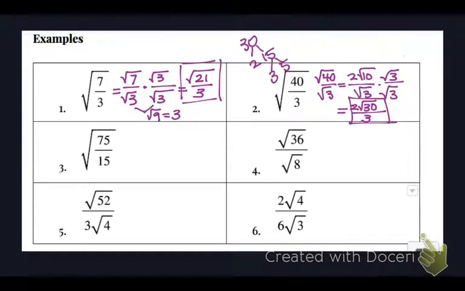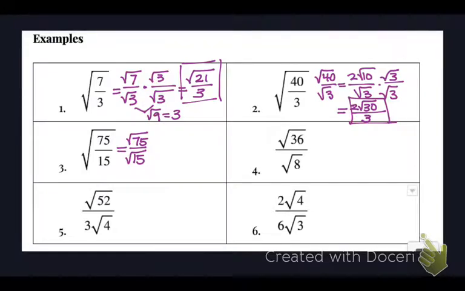For number 3, we're going to think about this in two separate parts. So we would have the square root of 75 over the square root of 15.